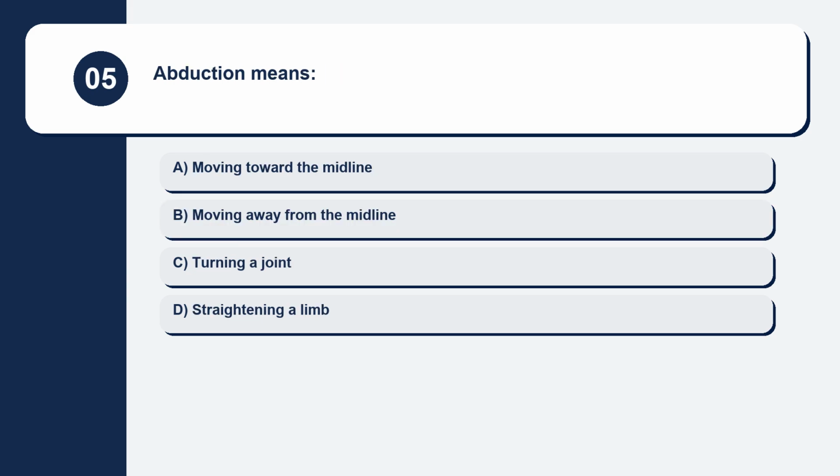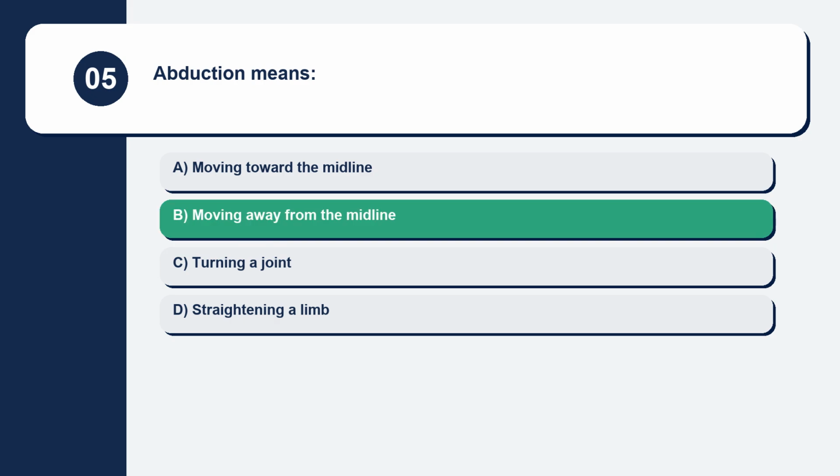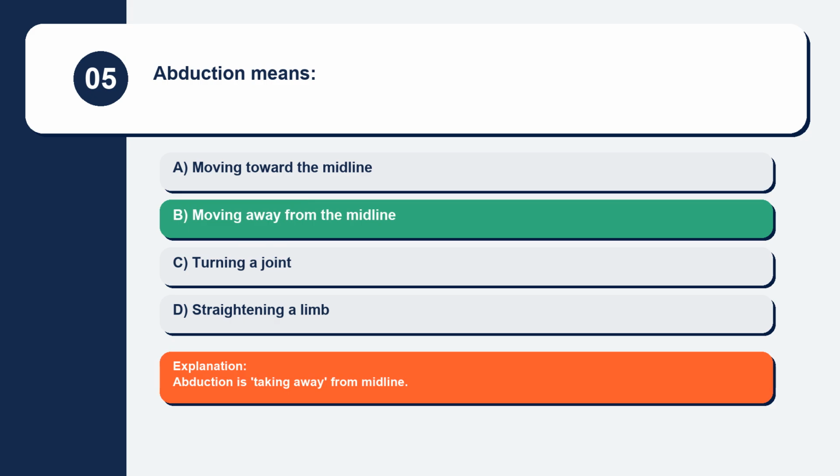Question 5. Abduction means moving toward the midline, moving away from the midline, turning a joint, or straightening a limb? Abduction is taking away from the midline.